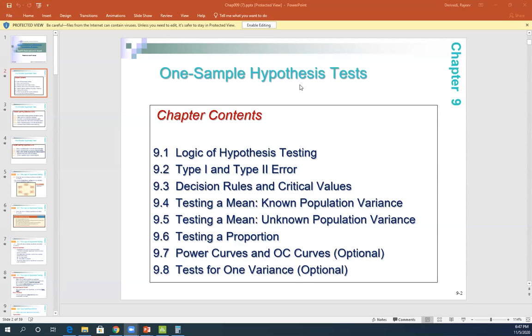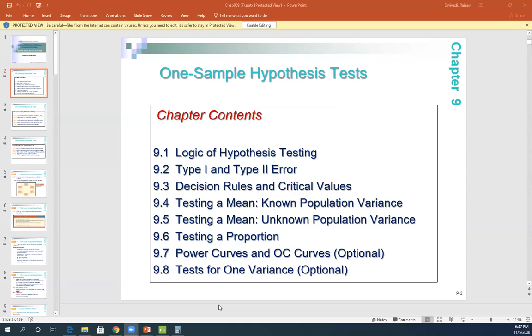So what about hypothesis testing? This is one sample hypothesis testing. Here we will be talking about one sample. Based on one sample, we will make our decision, make our judgment. Hypothesis is nothing but a simple assumption or simple statement that we would like to prove using statistics.